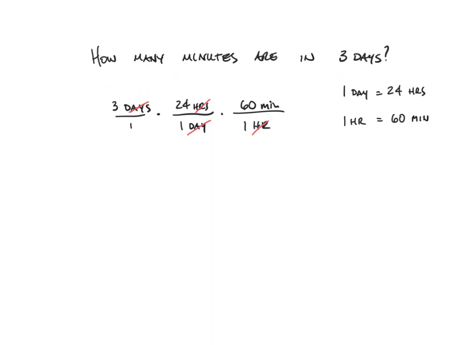Okay, so I'm going to compress this down below. So we got 3 times 24 times 60 minutes in our numerator, and then we just have 1 times 1 times 1 in our denominator, so I'll just leave that off. So 3 times 24 times 60 will give us 4,320 minutes. Okay, so let me know if you have questions on this, and we'll talk soon.